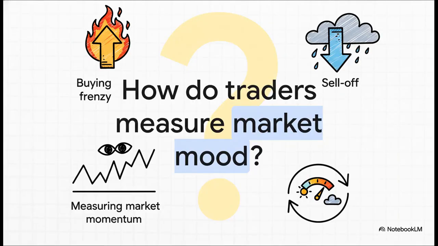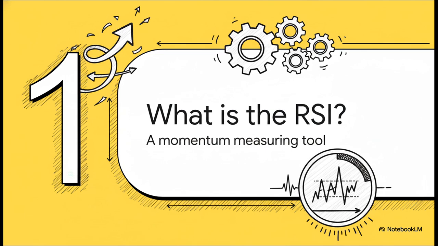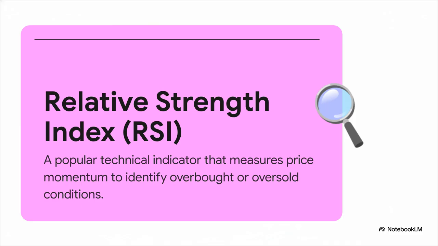So think about it. How do you actually measure the mood of the market? How can you tell if everyone's caught up in a buying frenzy, or if a sell-off is finally just running out of gas? This idea, measuring market momentum, that's the core question we are tackling today. And a very popular answer to that question is a tool called the RSI. You can just think of it as a simple but really powerful momentum gauge for pretty much any market out there.